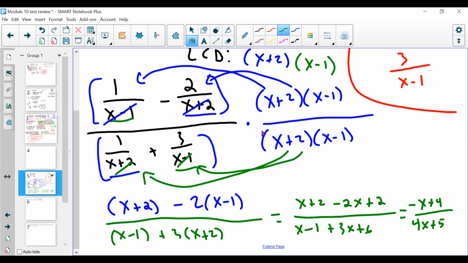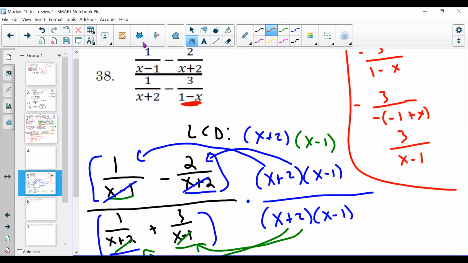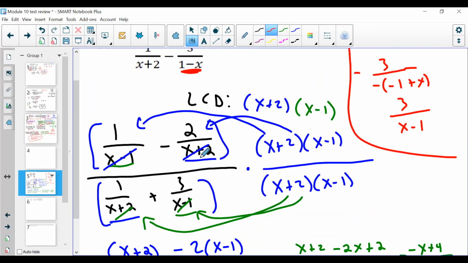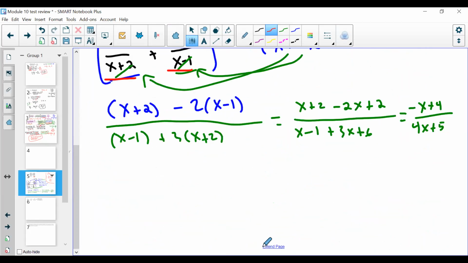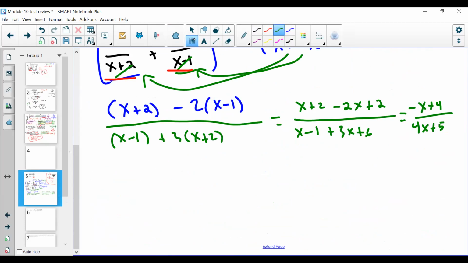But something that we need to make sure we do is check what my restricted values are. When I go back to the very beginning and fix it right here, I can see I have factors of x minus 1 and x plus 2 only, and that gives me restricted values. That tells me that x cannot equal 1 or negative 2. I know that for sure.